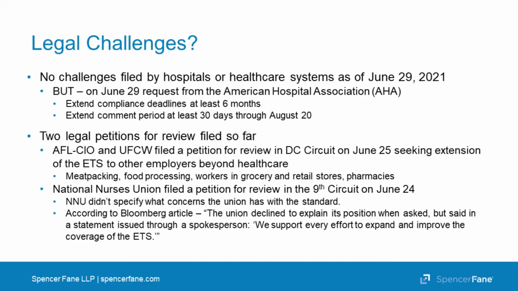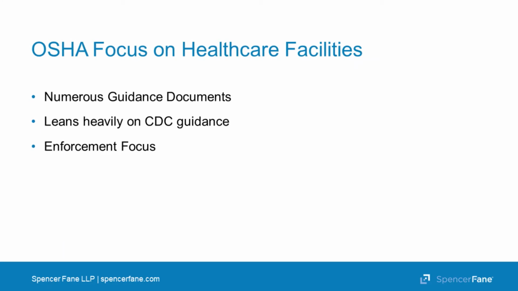I see there's a live comment here. Didn't the American Hospital Association file one? No, a legal challenge has not been filed yet. What Jeff mentioned was that yesterday, the American Hospital Association asked for a 6-month extension of time. So they have not challenged the rule. They've only asked for a 6-month extension of time to come into compliance, which would mean instead of a July deadline, there would be a December deadline. And they've also asked for 30 days to extend the comment period. So we don't know yet how the Department of Labor and OSHA is going to respond, but as of right now, everyone needs to assume that rule compliance is next week.